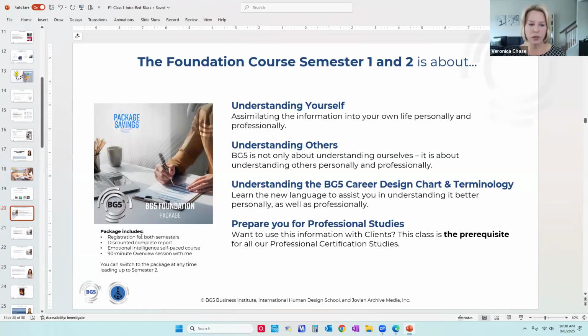And then I just included a little note over here for those of you that did sign up for semester 1 but did not do the package. I'm just reminding you that the package would just mean that you're registered for both semesters. You get a couple of other items here, like a discounted complete report, a self-paced course on emotional intelligence, and then a 90-minute session with me.